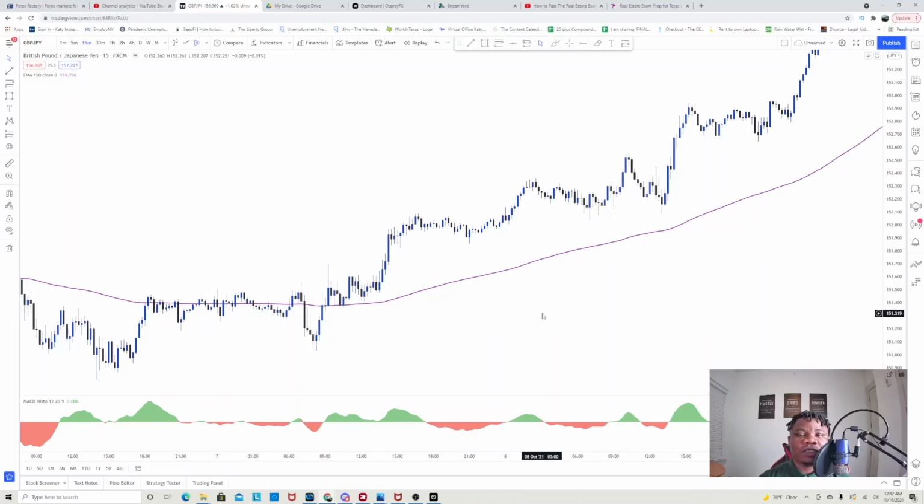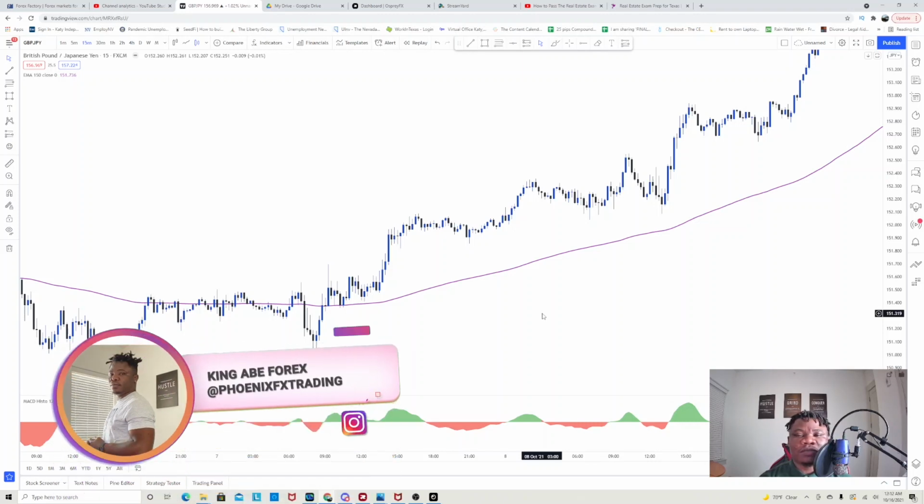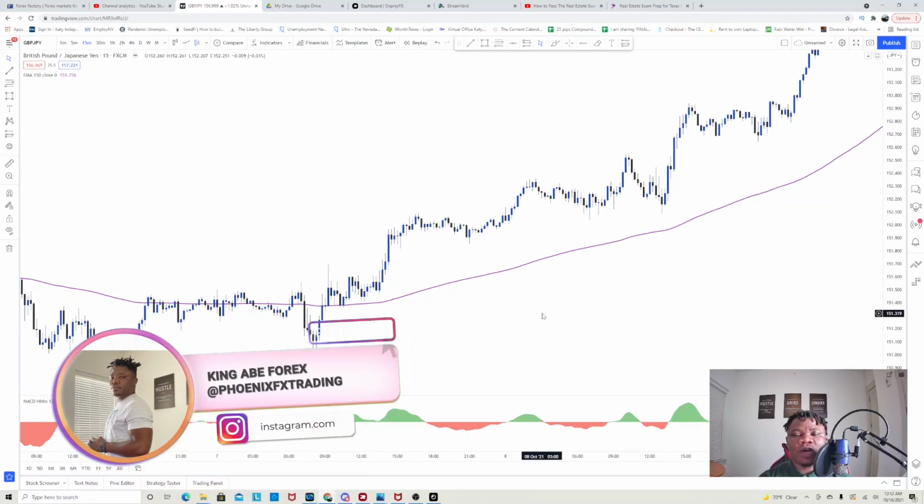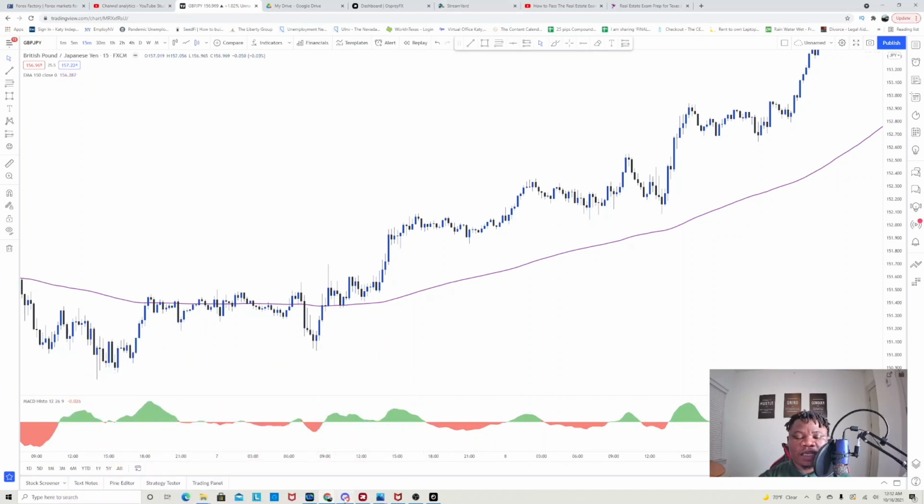We're going to be taking a look at this strategy on the 15-minute time frame, and we're going to be looking at GBP JPY.